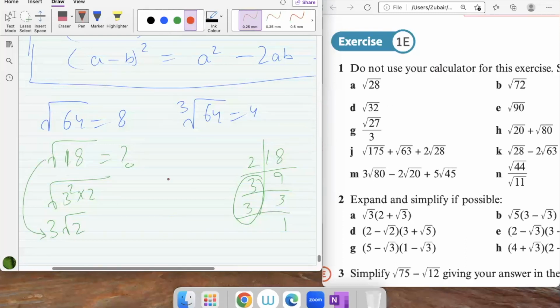This question right here asks about square root of 28. So we break 28 into prime factors. That is 2 14 times, 2 7 times, 7 1 time. So again, there's a pair of 2s, I can write 2 root 7. Are you getting it?